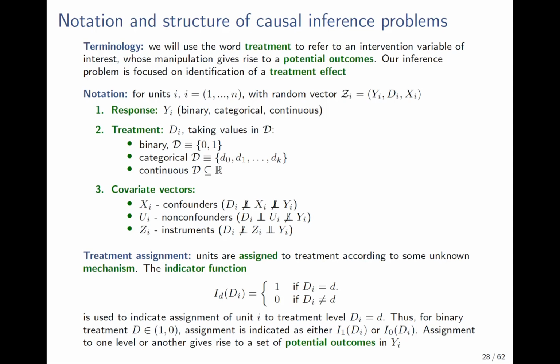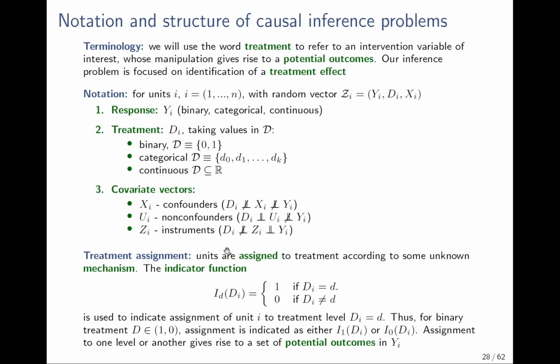I now want to talk about the structure of the causal inference problem and the key to understanding potential outcomes via the concept of treatment assignment. So this concept of treatment assignment is very important. And the idea here is simply that units are assigned to treatment according to some potentially unknown mechanism. And that mechanism determines whether units receive treatment or control in the binary case, or whether they receive treatment small d rather than some other level in the non-binary case.